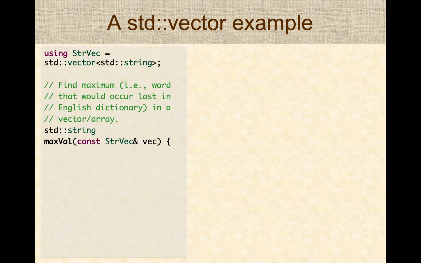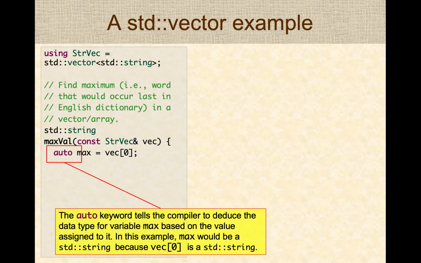So I'm going to create a method called maxVal. Notice that it takes a constant reference, so that way we will not make copies of large vectors. And then it's going to return the string value, which is going to be the maximum value in the list. Next, I'm going to initialize a variable called max with the first value. Notice the use of the auto keyword.